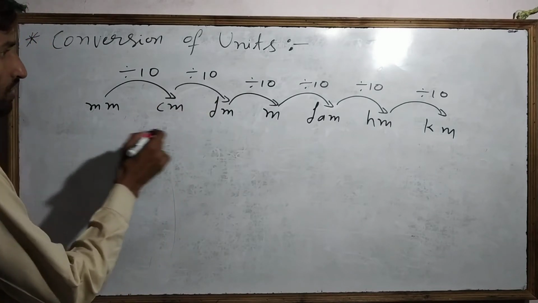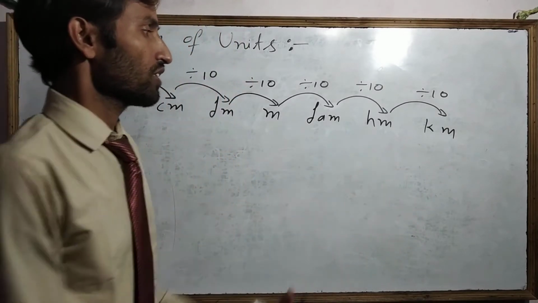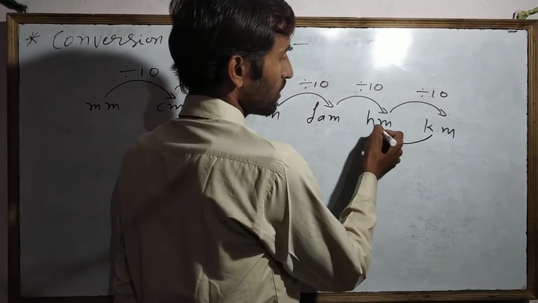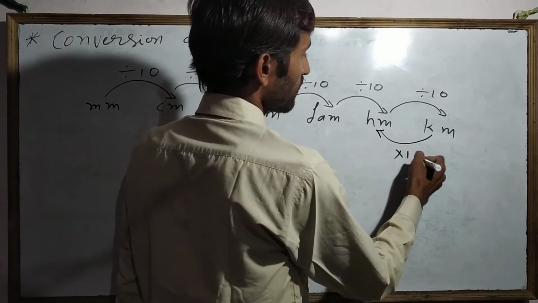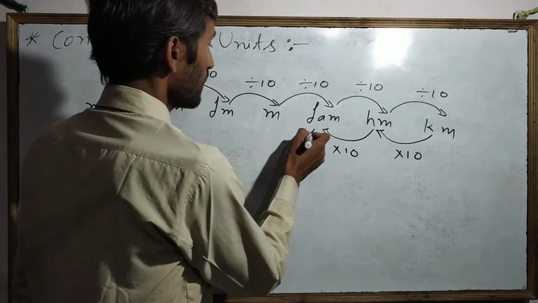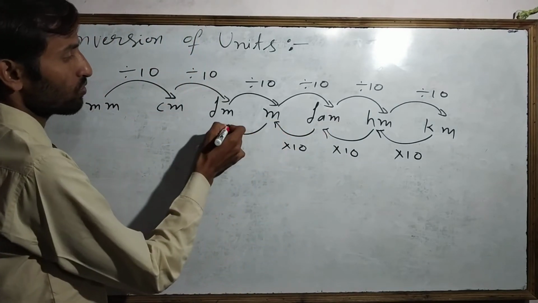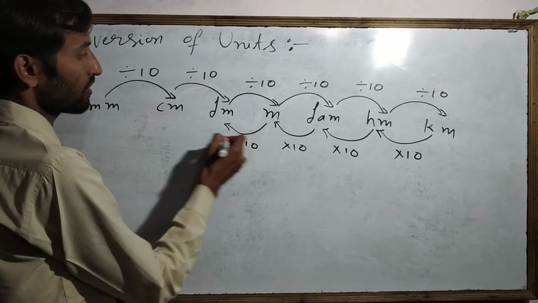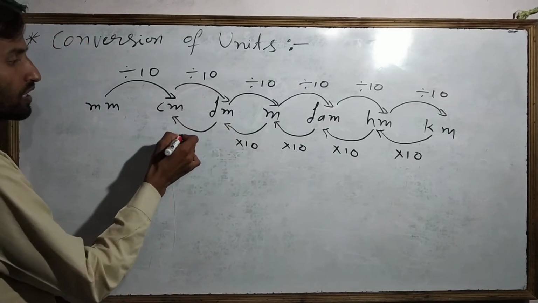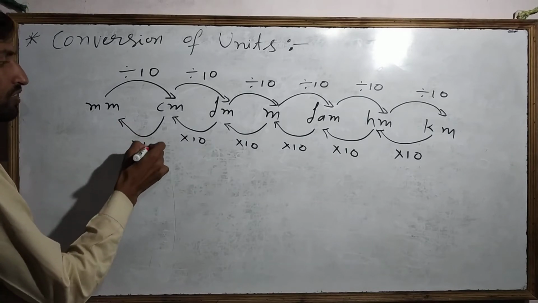Now if we want to convert from this side to this side, kilometer to hectometer, then multiply by 10. Again hectometer to decameter, multiply by 10. Then decameter to meter, multiply by 10. Then meter to decimeter, multiply by 10. Then decimeter to centimeter, multiply by 10. Centimeter to millimeter, multiply by 10.